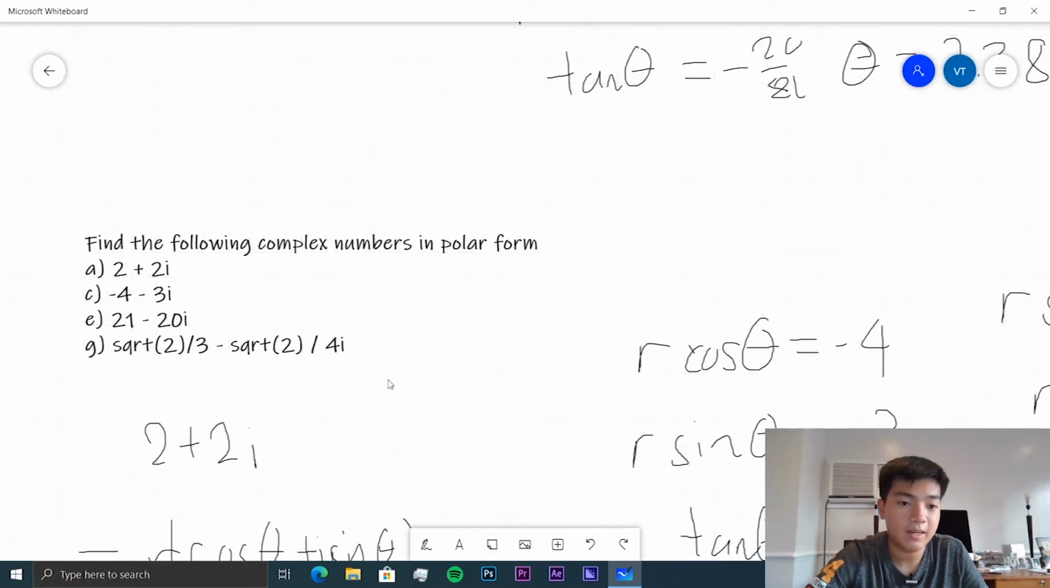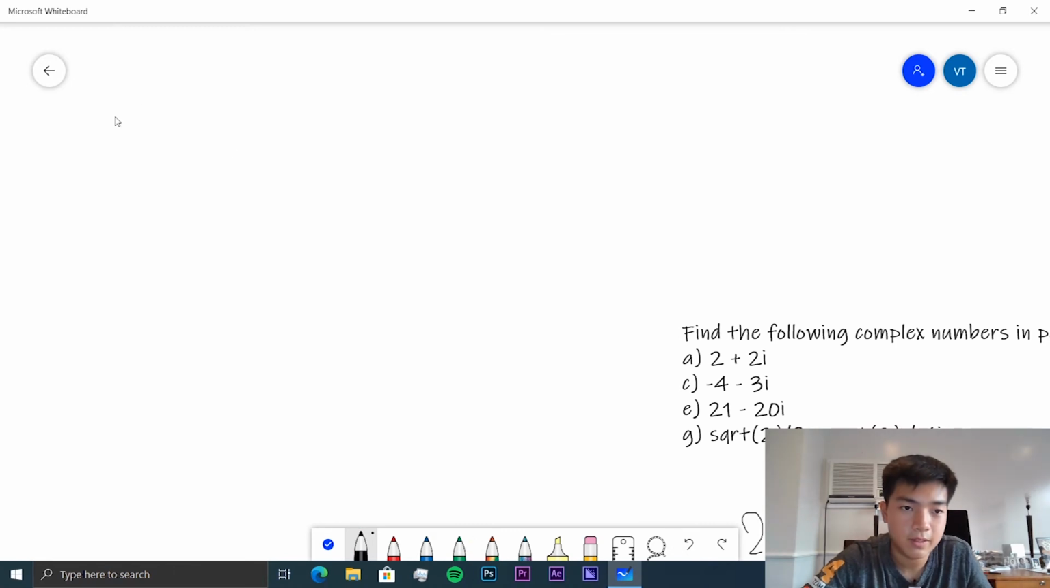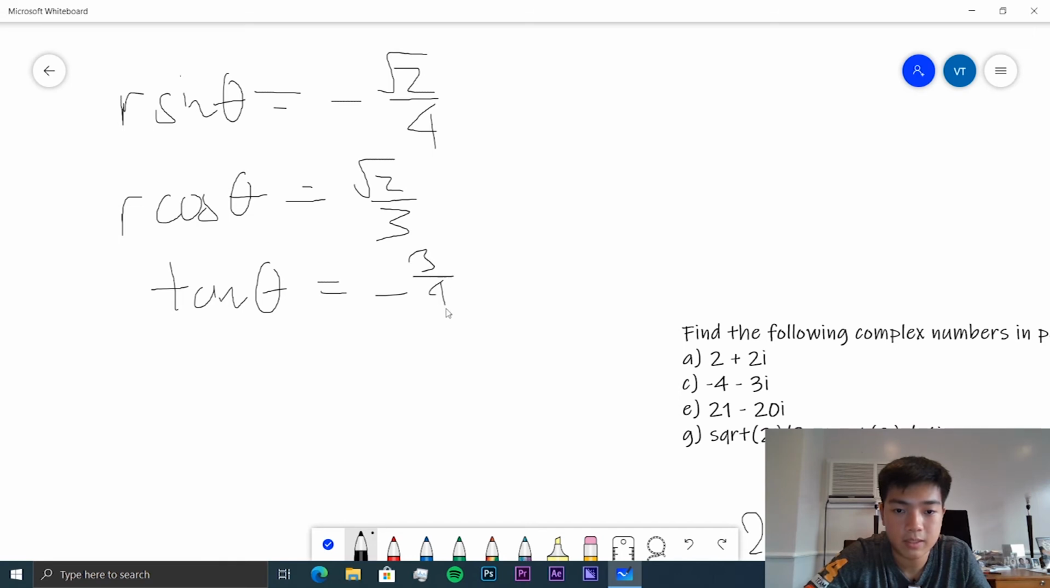And finally, we have square root 2 over 3 minus square root 2 over 4i. So what we have here is r sine theta is equal to negative square root 2 over 4, and r cosine theta is equal to square root 2 over 3. So tangent of theta is actually equal to negative 3/4. So theta is equal to, negative 3/4 is equal to, I'll add pi to make that positive, it's equal to 2.5 more or less.